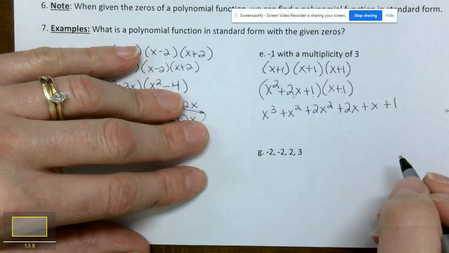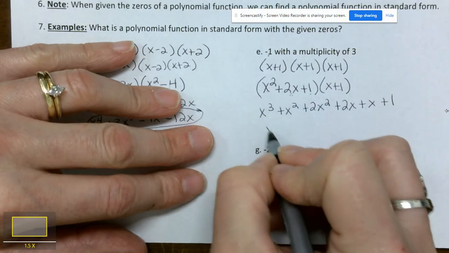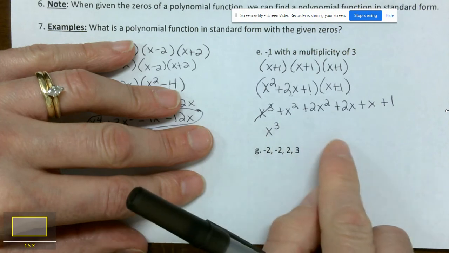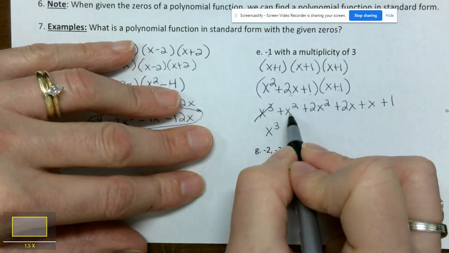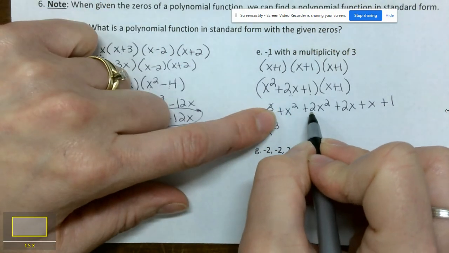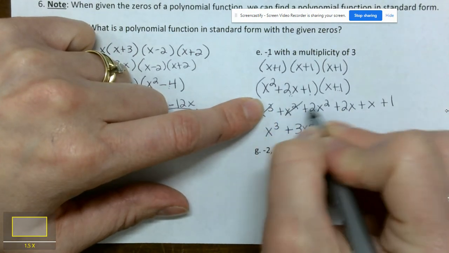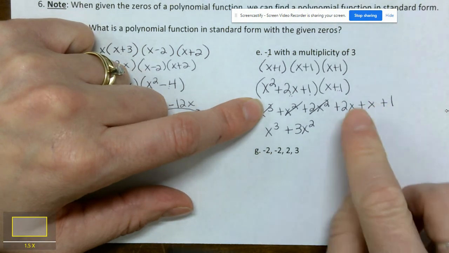Okay, now we're going to combine like terms. I only have 1x cubed, so I'm going to put that. And I'm going to start with my largest exponent and go down. Then I have x squared plus 2x squared, which is going to give me a plus 3x squared. And I'm going to mark those off because I took care of them.